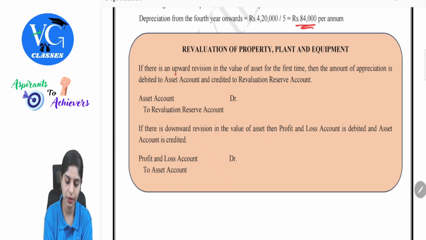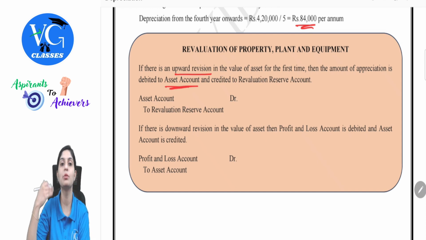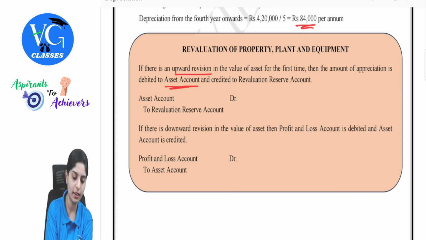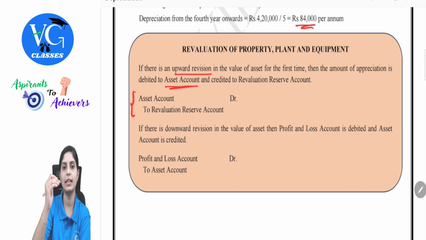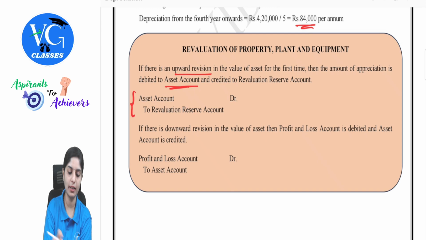If there is an upward revision in the value of the asset for the first time, then the amount of appreciation is debited to asset. See, first of all, the asset value is more. That means your asset balance, whatever you have recorded in the books, need to be increased. So this increase will be recorded as asset account debit because there is increase in the asset balance. The increase will be reflected through a separate account called revaluation reserve account.